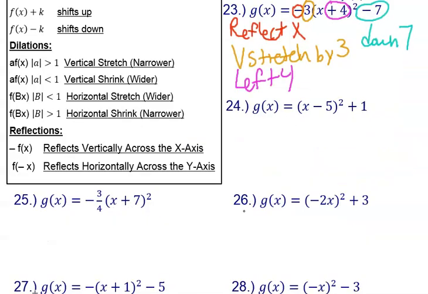Let's do one more together. Number 26. g(x) = (-2x) squared plus 3. Like before, pause the video, see which 3 transformations you can list here. We are ready to check. Unpause the video.